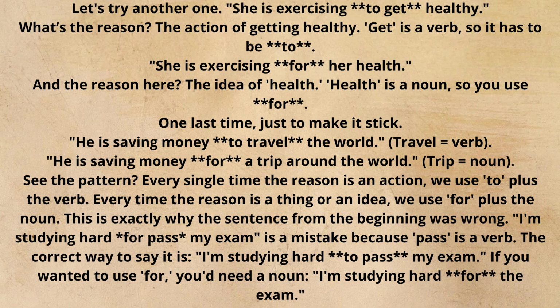This is exactly why the sentence from the beginning was wrong. I'm studying hard for pass my exam is a mistake because pass is a verb. The correct way to say it is, I'm studying hard to pass my exam. If you wanted to use for, you'd need a noun. I'm studying hard for the exam.